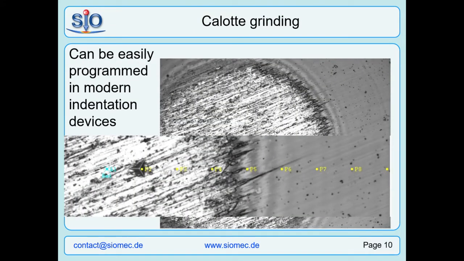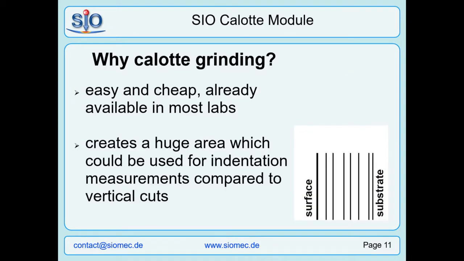The test series can be programmed easily with modern indentation devices and offers many advantages compared to simple vertical cut measurements. It is not very expensive, can be adjusted with ease on the indentation device that you already have at hand, and in the end you have a very good mapping, a true realistic profile, of the real sample containing material properties of the whole material combination.